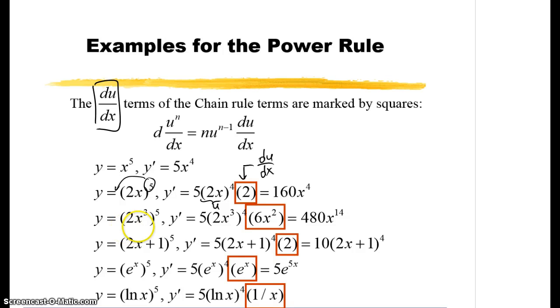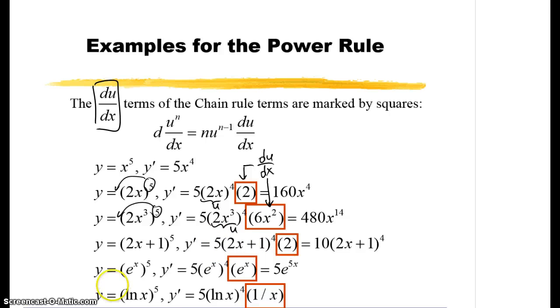How about this one? 2x cubed to the fifth power. Bring the power down, make it a multiple, keep the base the same, subtract 1 from the power. That's how we end up with that fourth here. And then take the derivative of the base with respect to x. The derivative of 2x cubed is 6x squared. That's how we end up with this answer. Here's another example of this. The derivative of 2x plus 1 is 2. That's being multiplied by 5, 2x plus 1 to the fourth power.